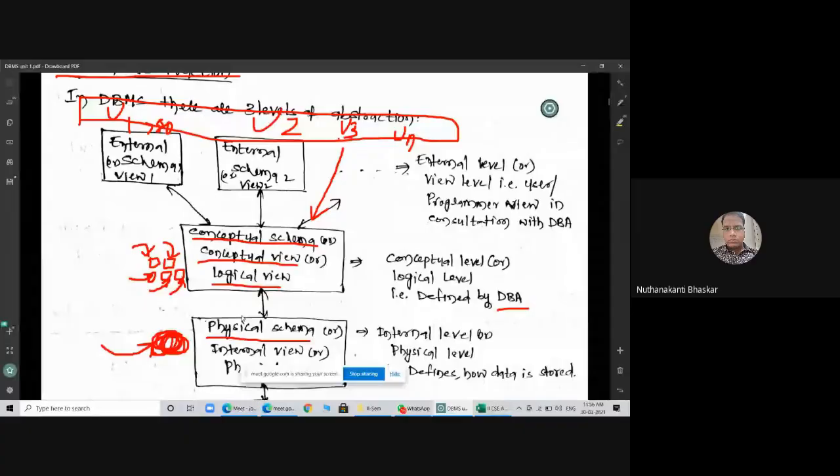Your physical schema and conceptual schema are only one level, but the external schema will have multiple. Why, you know? Because end users are going to access their different data. The end user never accesses all the data. The end user is going to access only required data. That is also very important. Clear, everyone?